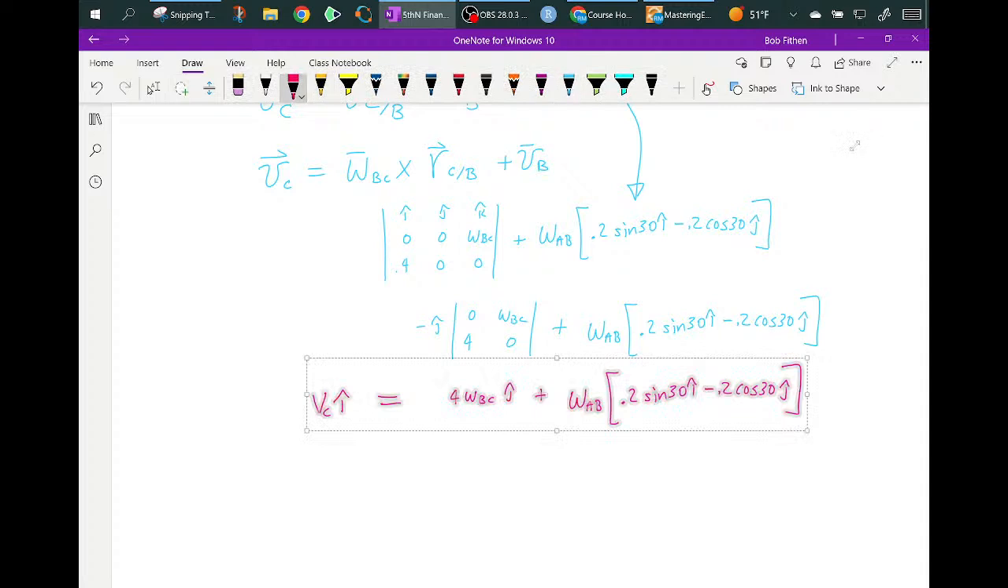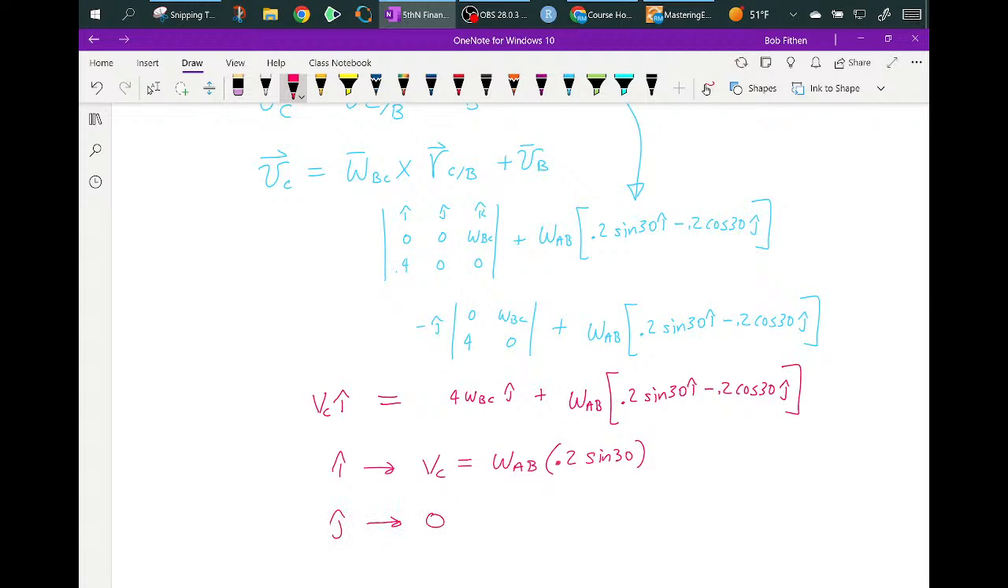Try it now. Yes. Now, so there's our final equation. We can pull out the I components, which will have VC is equal to, I don't have anything over there except that omega AB times 0.2 sine of 30. And then I have my J equation, which tells me 0 is equal to 4 omega BC minus omega AB times 0.2 cosine of 30.